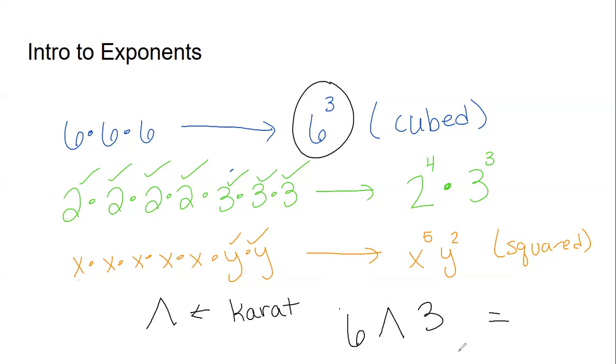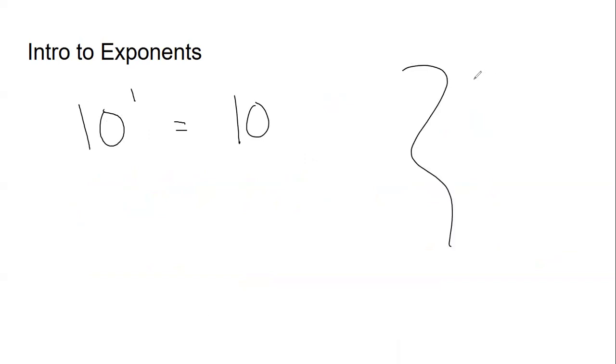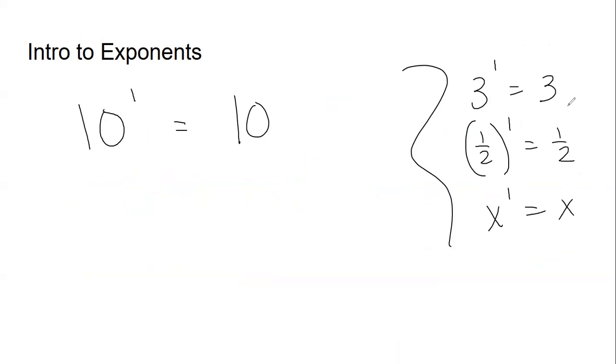Okay, that's kind of the basics. There's a trick with the powers of 10 real fast, I'll show you. If you do 10 to the first, anything to the first power, by the way, is just itself. So 10 to the first is 10. Side note, if it's 3 to the first, it's 3. If it's a half to the first, it's a half. If it's x to the first, it's x. So anything to the first is itself. Now back over to the tens. 10 squared, that's 10 times 10, that's 100.